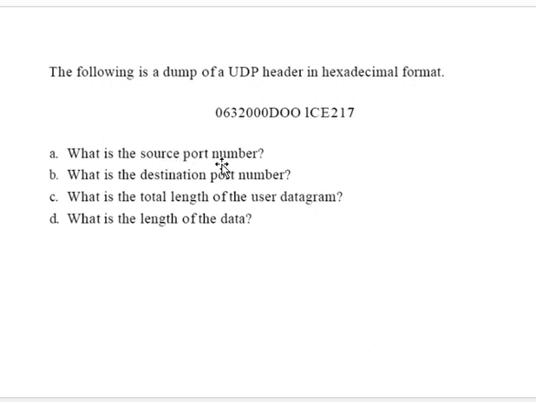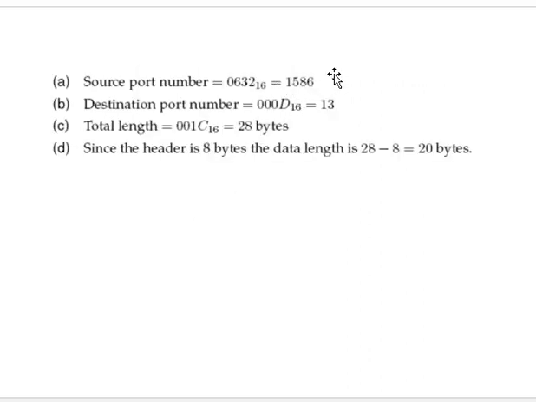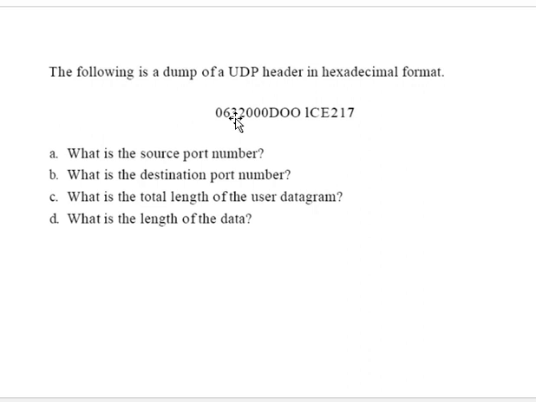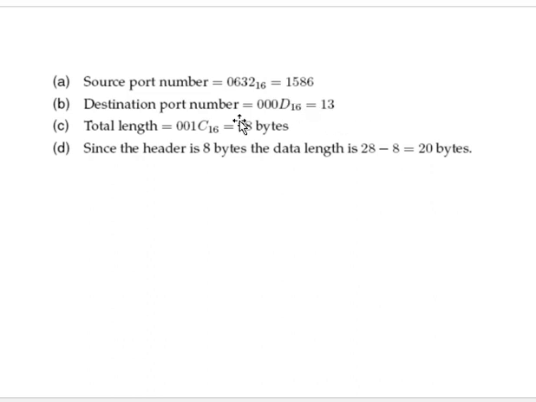Now the source port number, we know that the source port number is 16 bit, right? So 0632 in hexadecimal, and if you convert it into decimal, what will you get? You will get the value 1586. Similarly, the next 4 hex digits 000D are the destination port number. Okay, so that is 13.